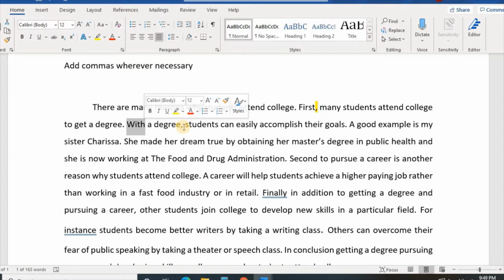Now, how can you know? You simply read the phrase, and wherever you make a pause, that's the end of the phrase. So with a degree, it ends here, and you notice I made a pause here. So this is the end, and also you see that you're gonna start your main clause with a subject and then a verb, and then the rest of the sentence or the main clause. So students is the subject, can accomplish is the verb, easily is just an adverb. So we remember to put a comma after introductory phrases. We need a comma here. There you go. Let's continue.